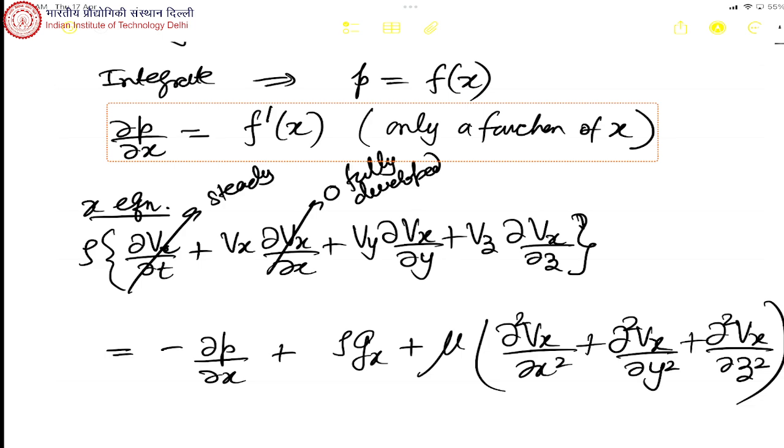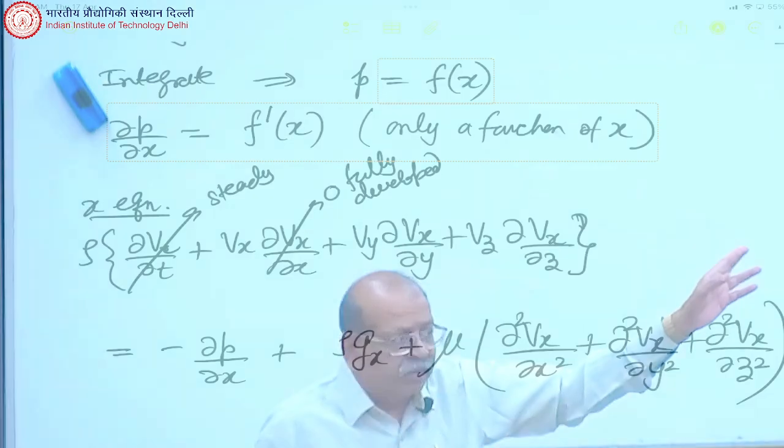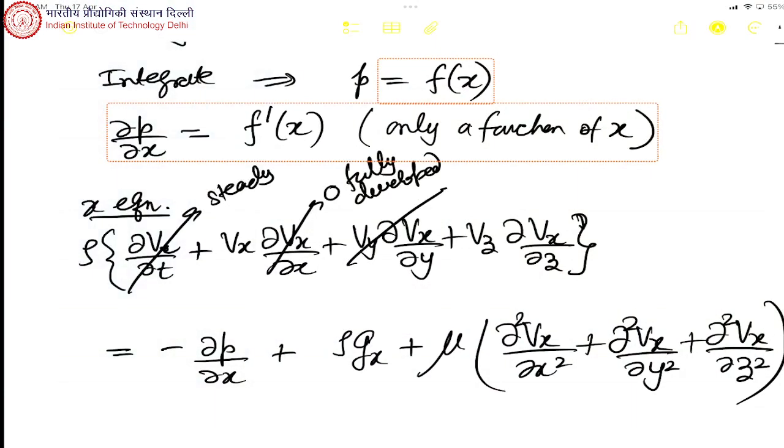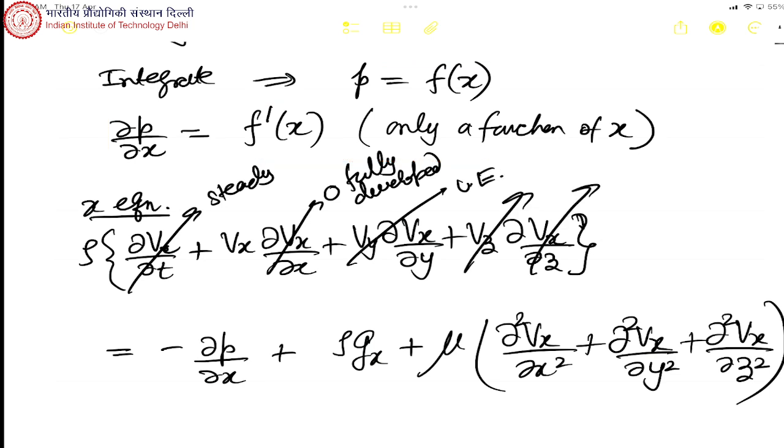Now in the third term, what is partial Vx by partial y? Is it 0 or not? We don't know. It is not 0 for the second term. But the first term, Vy is 0. So this comes from continuity equation, Vy is 0. And in this, both of these are 0. So whole of the left hand side becomes equal to 0.